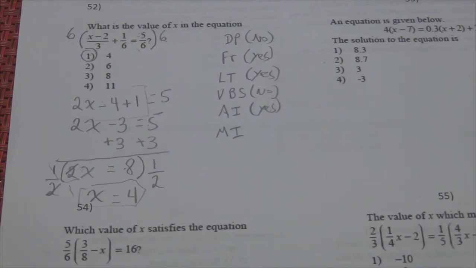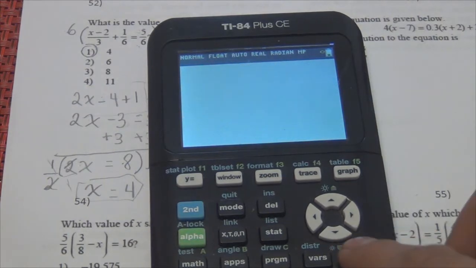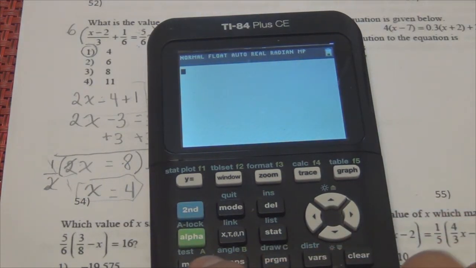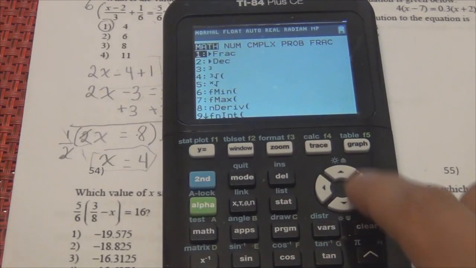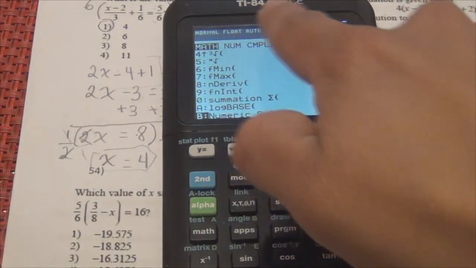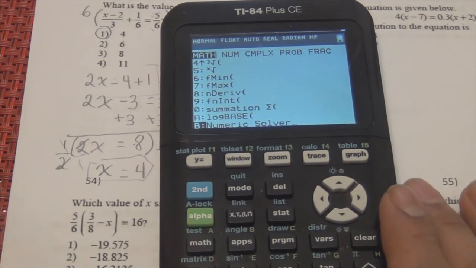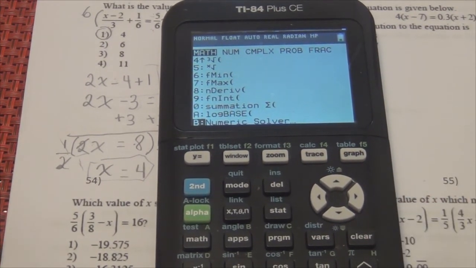Oh wait, I said I was going to show you how to do it on the calculator. Sure. So you turn on the calculator. Clear, right? Press the key that reads math. And go all the way to the bottom and you see Numeric Solver. This is only for the TI-84 plus C or the TI-84 plus CE. The other one does not do it. The other one you have to manipulate it, which I don't remember how to do it.